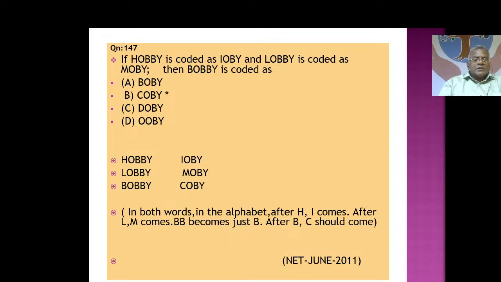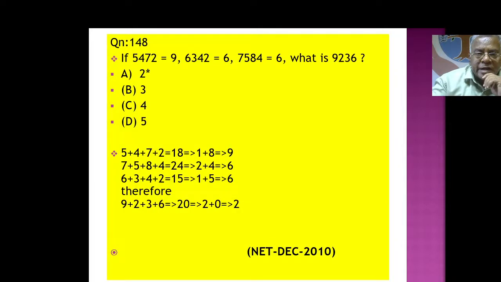Very nice. You just write the letters, then you can find out very easily. HOBBY, IOBY. After H, I comes, that you can identify. After L, M comes. So after B automatically C comes. So COBY is the right option.